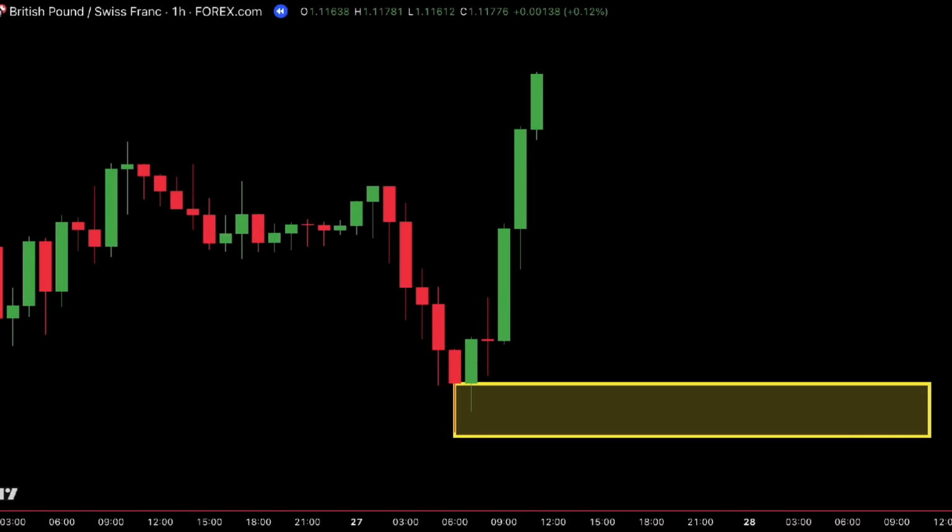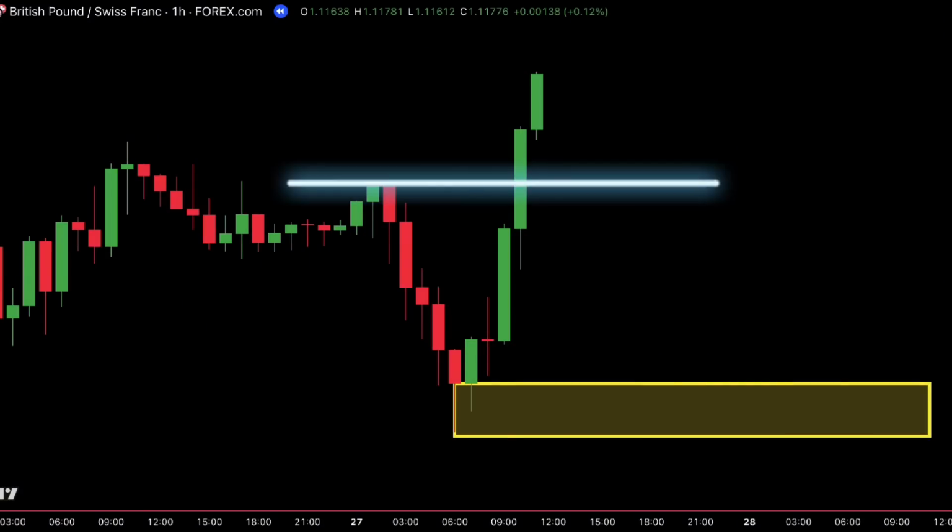Now, let's look at another great example of a high probability demand zone trade. As you can see, the market forms a strong demand zone. The move that forms the zone is strong. Price drops aggressively before reversing with large bullish candles, indicating a powerful shift in momentum. The candles are big and decisive, confirming institutional buying activity. The previous level was broken, showing a clear market structure shift. The zone offers a great risk-to-reward ratio, making it an ideal setup.